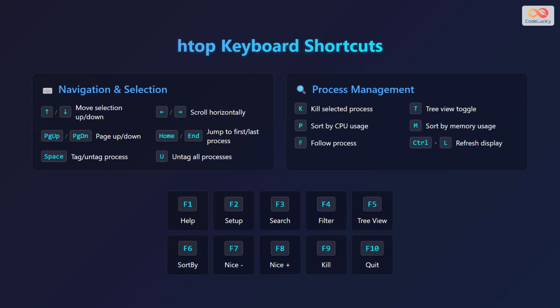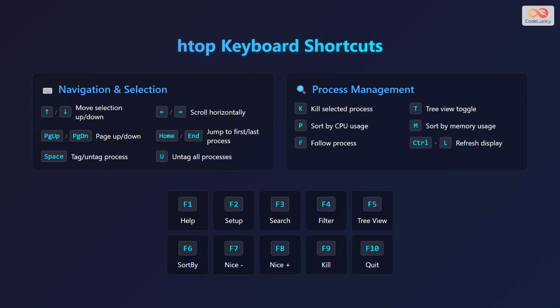Press U to untag all processes. Press K to kill the selected process. Press T to toggle the tree view. Press P to sort by CPU usage. Press M to sort by memory usage. Press F to follow a process. Press Ctrl+L to refresh the display.